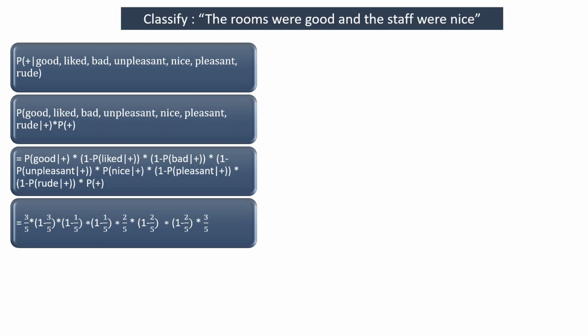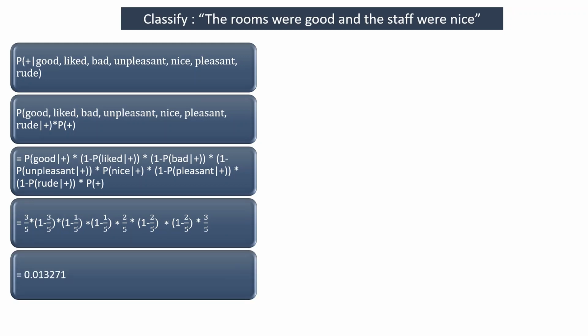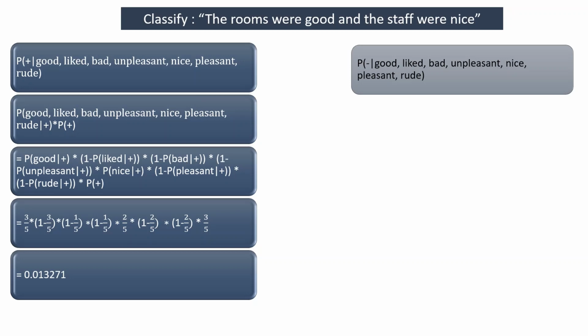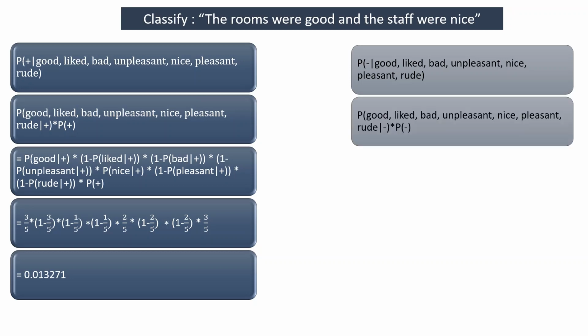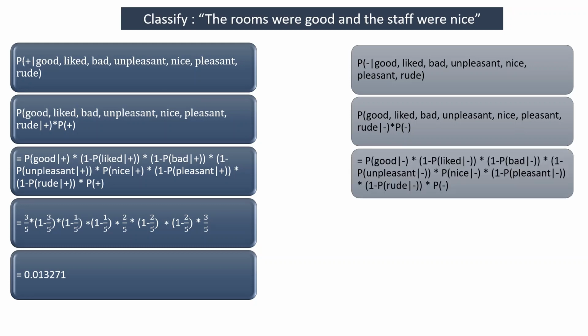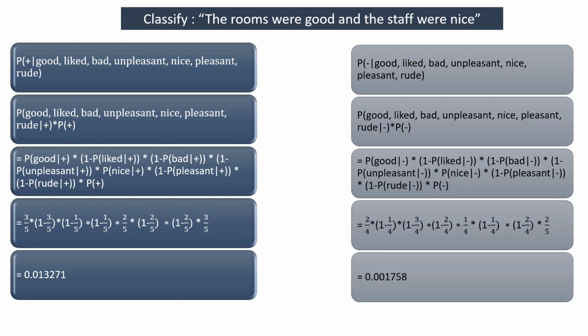So from the table, we get these values and the final answer as 0.013271. Similarly, I can do the probability of negative given good, etc., up to rude, following the Naive Bayes formula, applying the occurrence and non-occurrence of events. We get the answer as 0.001758.